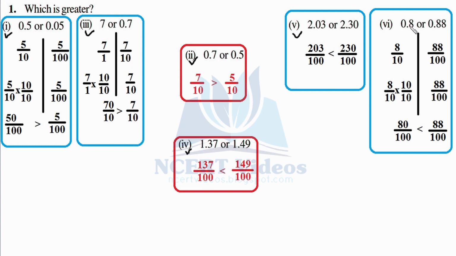Now the last part, 8 over 10, you got the idea. Now 88 over 100, again the same. Since the denominator is not the same, we will multiply it by 10 in order to make it 100, and similarly the numerator so that the value does not change. Now 80 over 100. Now 88 over 100, clearly 88 is greater. Therefore 0.8 is smaller than 0.88. What does it mean? It means 0.88 is greater than 0.8. So that was your first question.